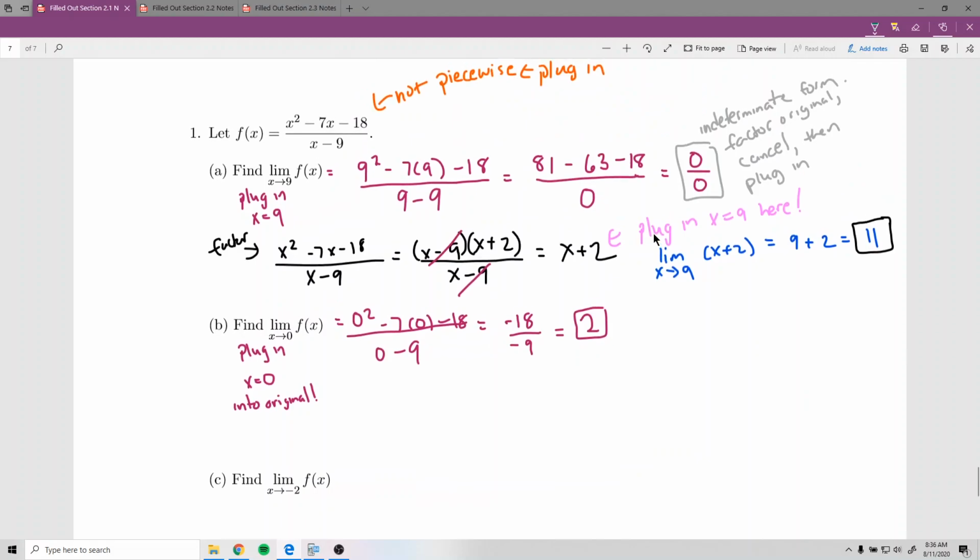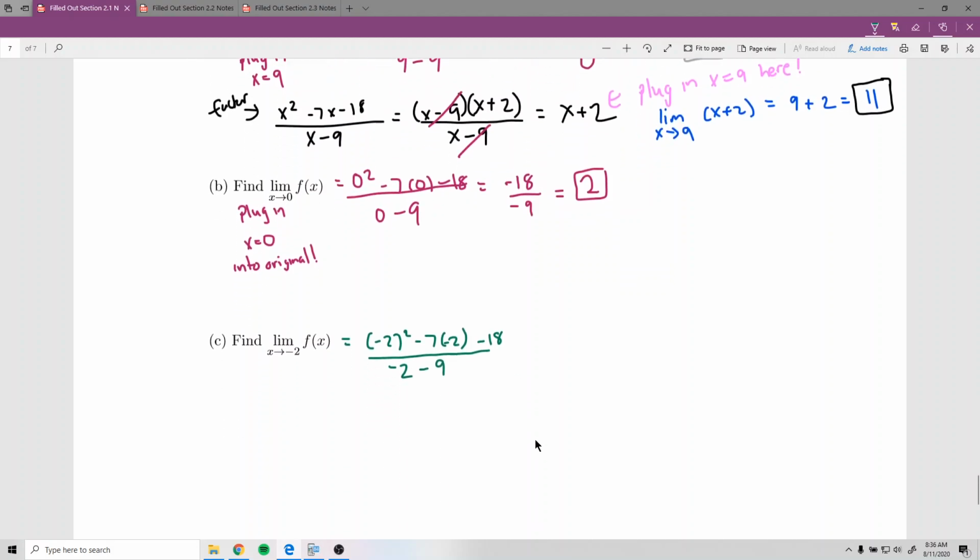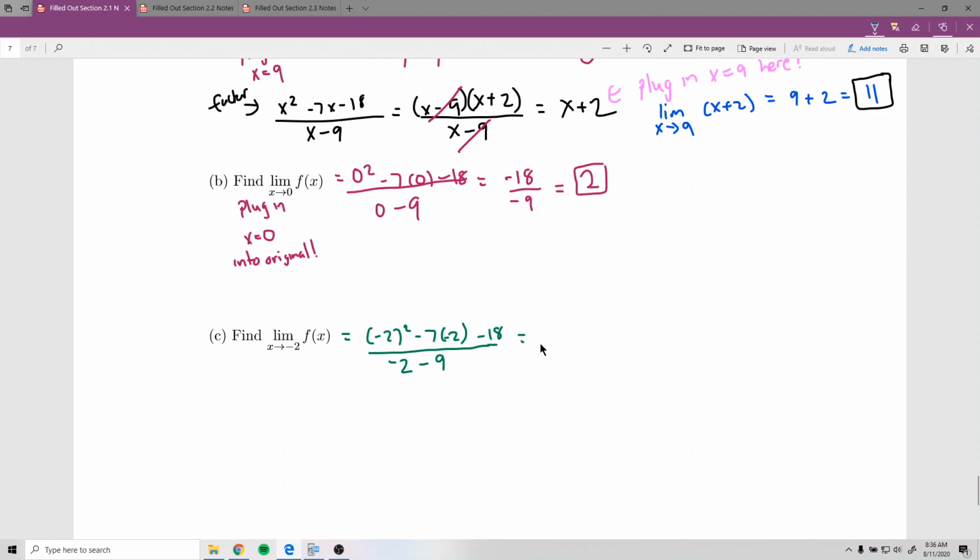And then the last part, negative 2. Plug negative 2 into the original, and simplify this out. On the bottom, that's easier to do. That's negative 11, negative 2 minus 9. On the top, negative 2 squared is 4. Negative 7 times negative 2 is positive 14 minus 18. And 4 plus 14 is 18, so 18 minus 18 is 0. 0 over negative 11 is 0. And that's fine, our limit can be 0 all at once.